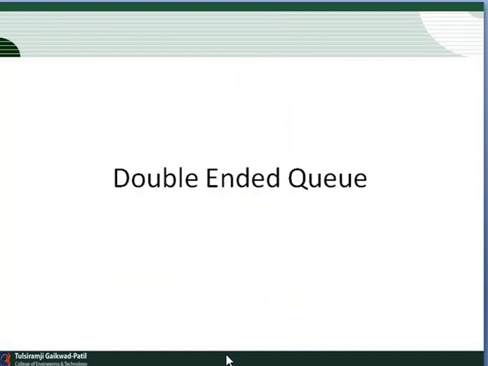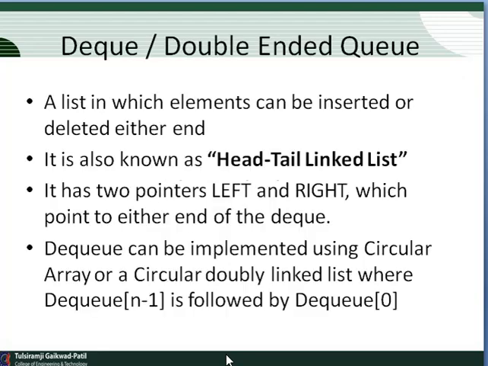The third type of queue is the DQ, or double-ended queue. It's very simple, as the name suggests, double-ended: a list in which elements can be inserted or deleted at both ends. It may be at the front end, it may be at the rear end also. This type of double-ended queue is also called a head-tail linked list. It has two pointers, left and right, which point to either end of the DQ.